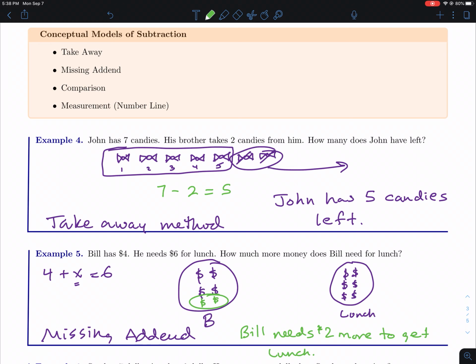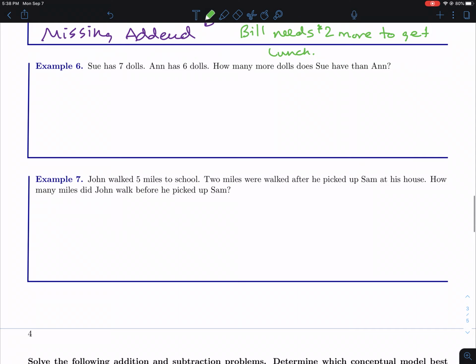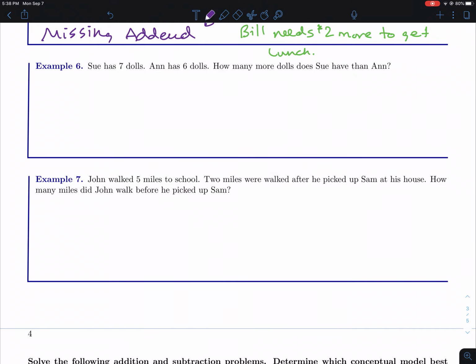All right, so let's look at comparison here. Example 6. Sue has $7. Ann has $6. How many more dollars does Sue have than Ann? This one is crying out for comparison because you've got two similar things that you're trying to compare to see the difference between them. So let me draw some dolls here. These are going to be Sue's dolls up top.